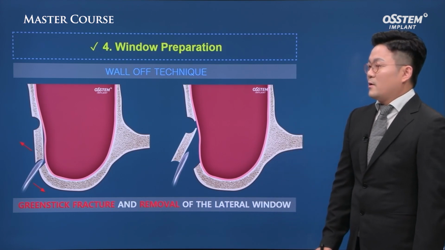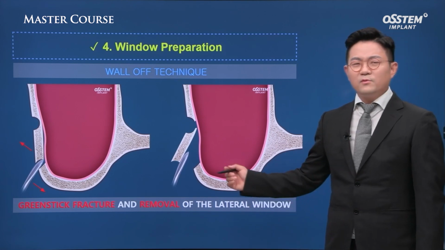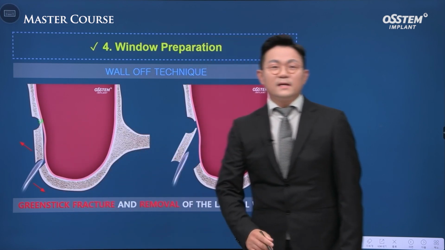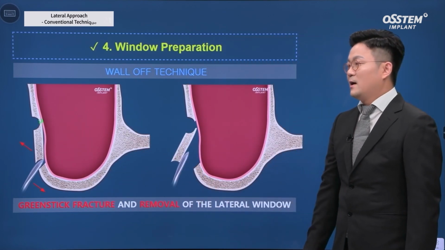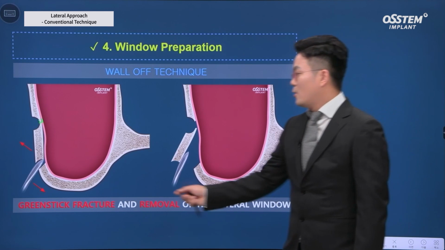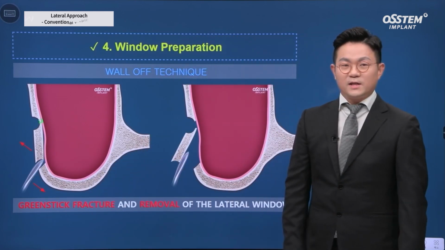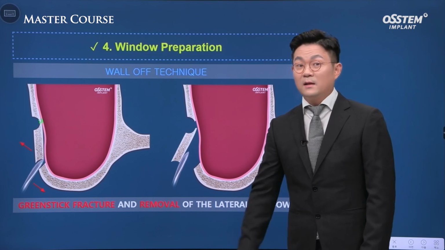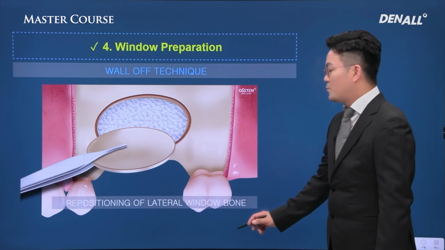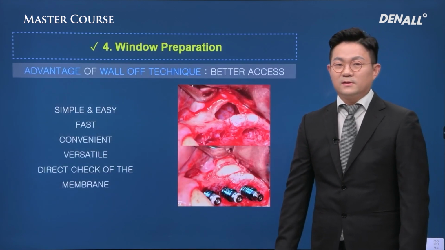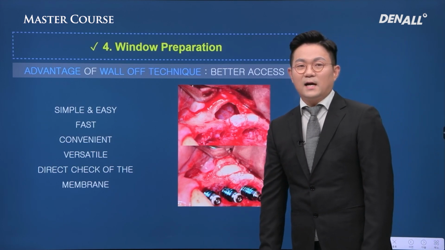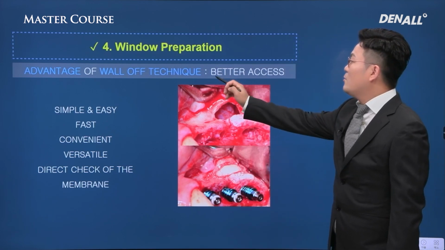And then when you do the window off, there's always a window wall, some residual window, and then you do a greenstick fracture to remove it. So when you remove it, you have to be very careful of the membrane tear, whether you put in the instrument too fast or too deep. So you reposition it afterwards, and you sometimes put this in saline before repositioning.